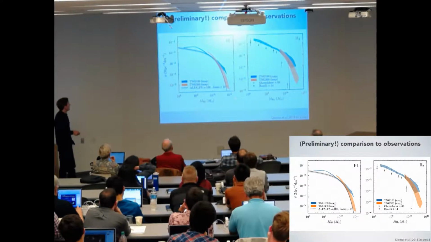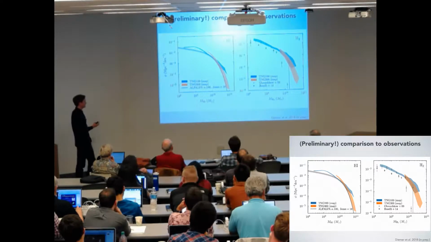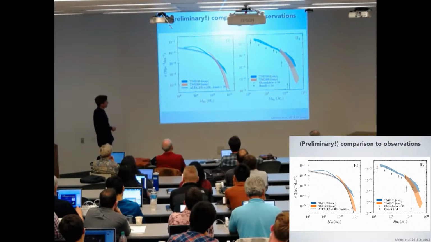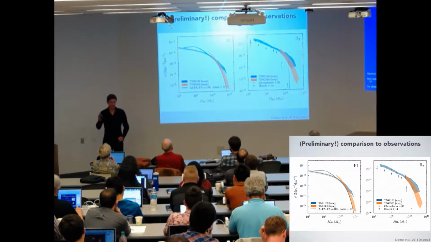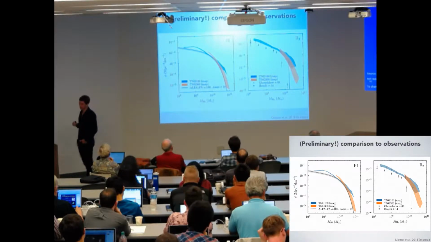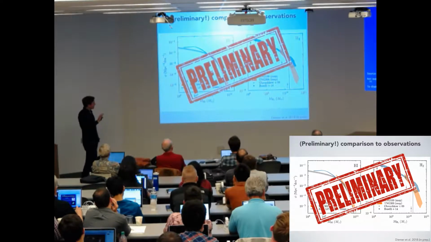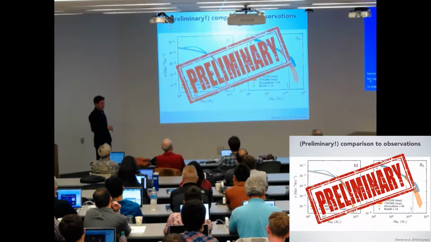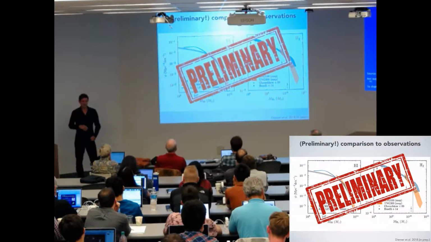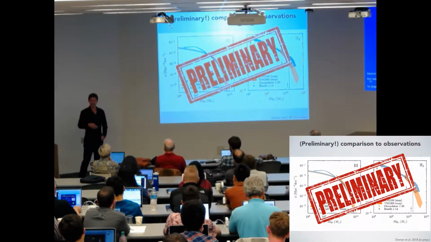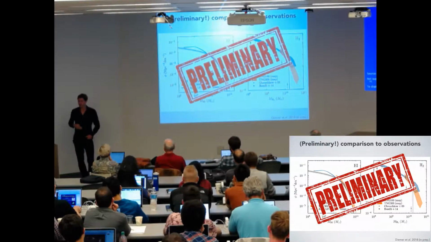Here's the ALFALFA H1 mass function, exquisitely measured, and it looks pretty compatible. H2 is harder to measure, as we've already heard, because this nasty CO to H2 conversion needs to be taken into account. But again, very preliminary. Please don't hold me to any of these. They could totally change. In the near future, we're going to do these comparisons properly, and you'll hear about that on the arXiv.